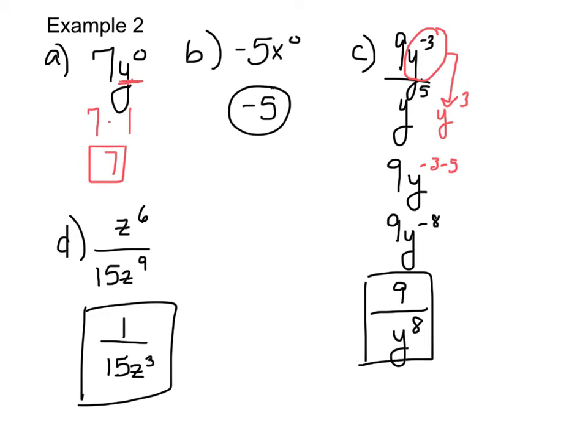And once again, if you wanted to do this, you could do it this way. 1/15 times z to the negative 3, because 6 minus 9 is negative 3. And then you take the reciprocal of this and you get this on bottom. To me, this is way too much work. I would just look at this and say, where are there more z's? On the bottom. How many more on the bottom? There are 3 more, so therefore you have z to the third on the bottom.